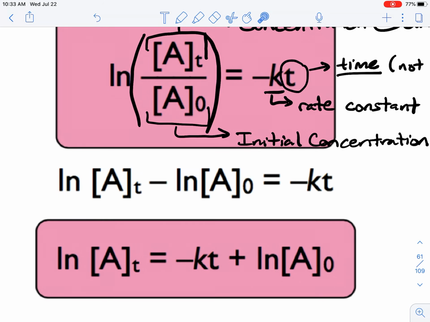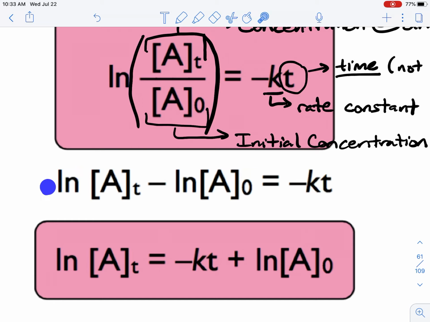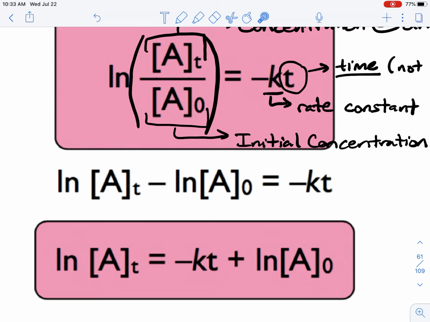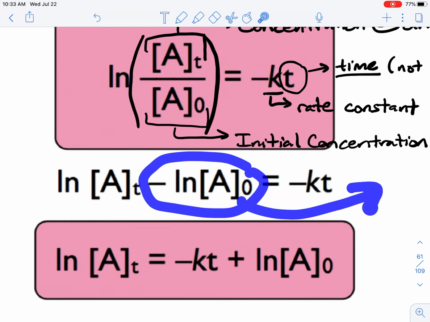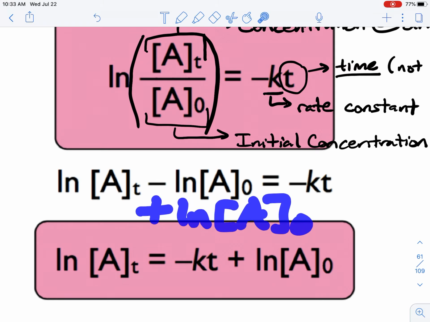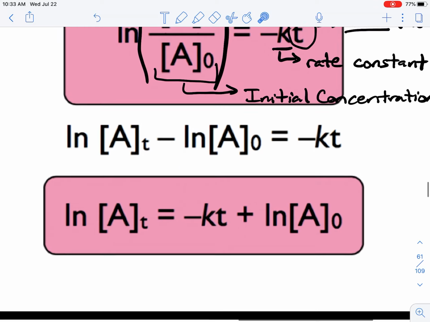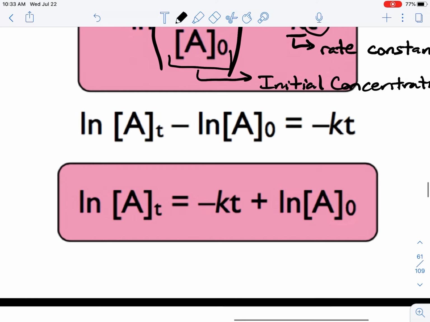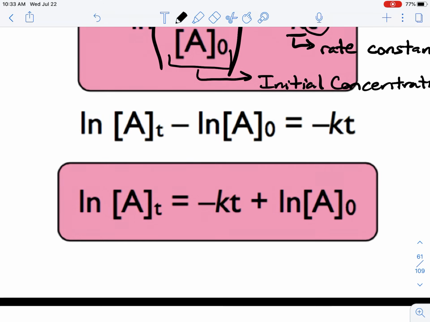And so we can go ahead and isolate the natural log of the concentration of A at any time period by moving this term to the other side. And so for us to move that term, we're going to have to add natural log of A sub 0 to both sides of the equation. And when we do so, we essentially get this equation, where the natural log of A sub t is already solved for, and that's going to equal negative kT plus the natural log of the initial concentration.